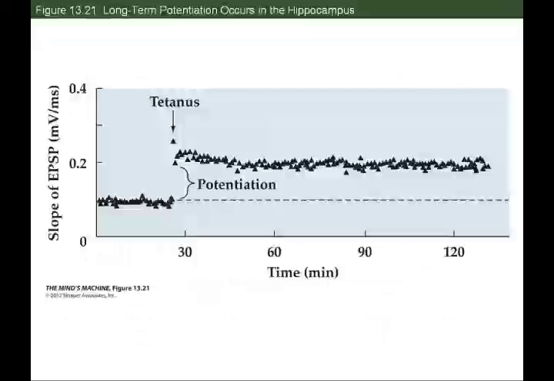So here's an example. If you apply a lot of action potentials, a lot of stimulation to a presynaptic neuron, and then you measure the effect on a postsynaptic neuron, what you see here is that you get potentiation, meaning that the firing rate of the postsynaptic neuron has increased. Can you see that?